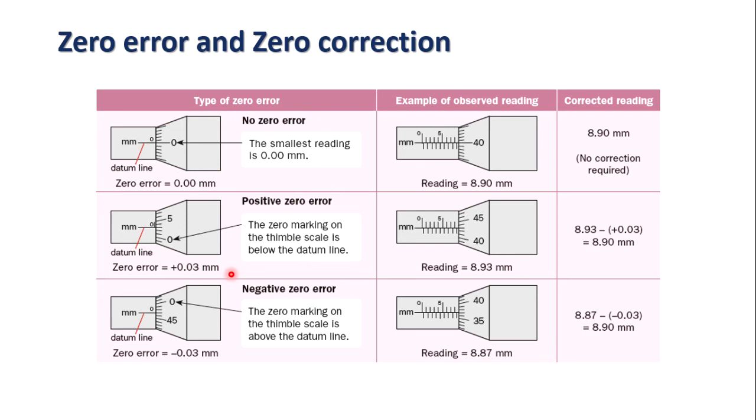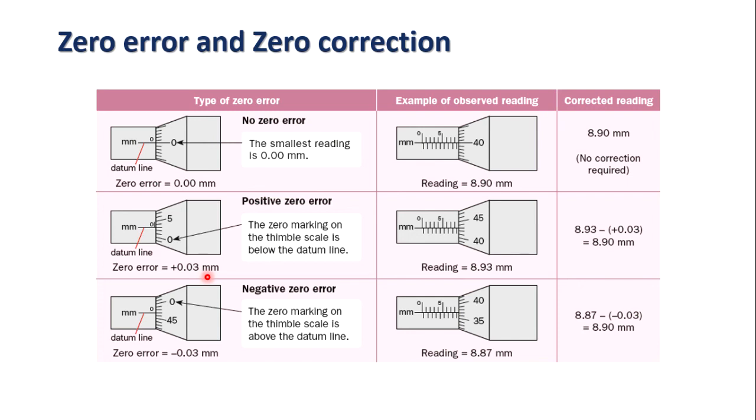Stud and spindle are touching each other. There is no gap between them, but still the micrometer screw gauge is showing a reading. So there is a zero error, and it is a positive zero error because it is already showing some measurement. Plus 0.03 millimeter will be the zero error.